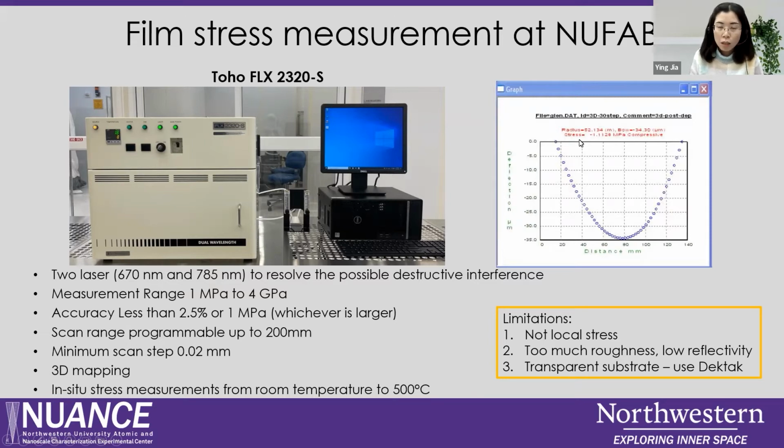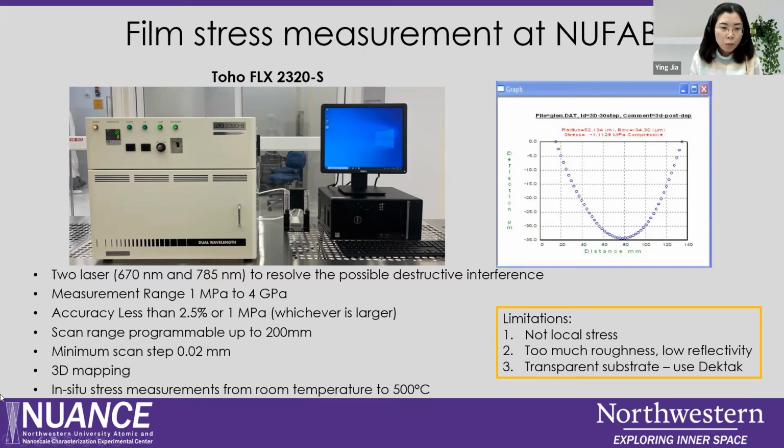So I want to go through a little bit of features of this system. So first, it has 2 lasers, 670 nanometer and 785 nanometer. The reason for these 2 lasers is because during the measurement, the reflection is very important. If you don't get a reflection, you can't do the measurement. So with these 2 lasers, you can get a reasonably good reflection with a large variety of samples.